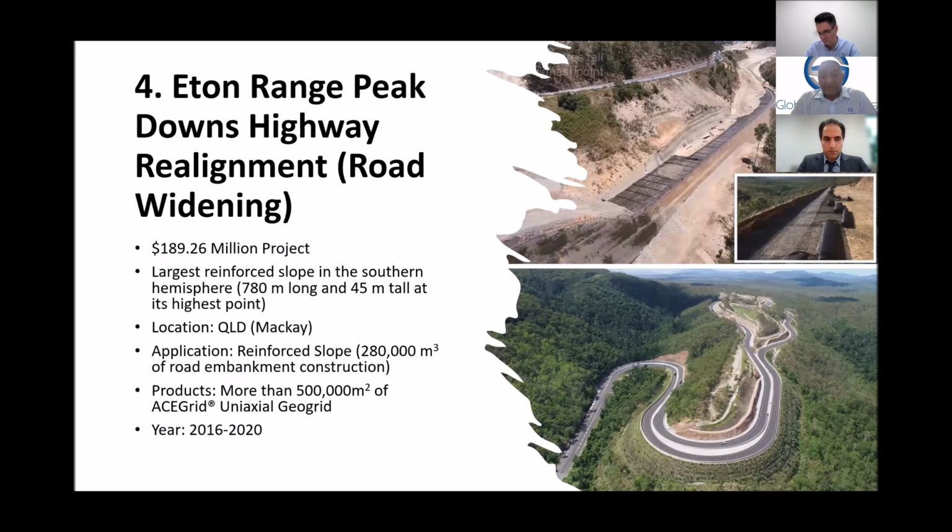There was a reinforced slope application of 280,000 cubic metres of road embankment construction. The product used on this particular project was 500,000 square metres or more of ACigs uniaxial geogrid. The project went from 2016 to 2020.